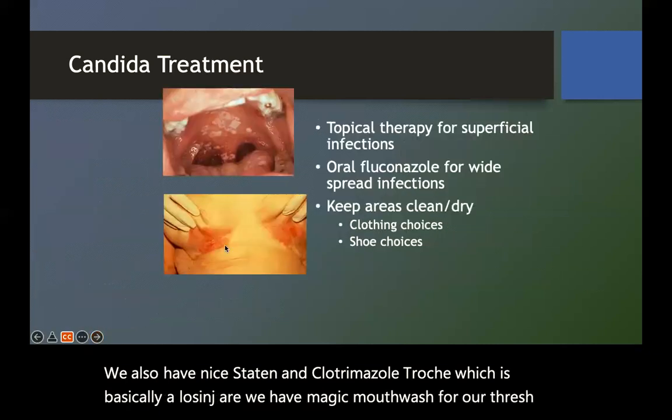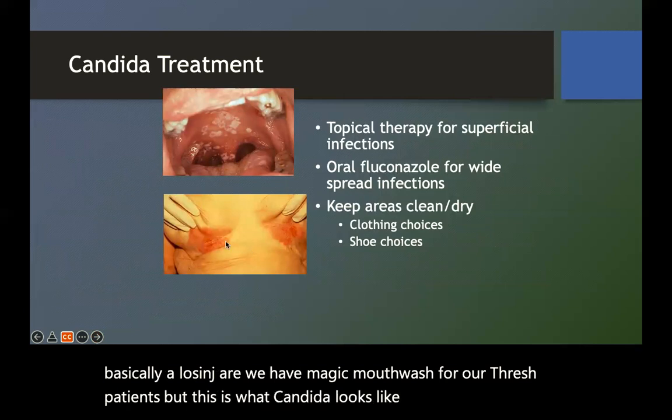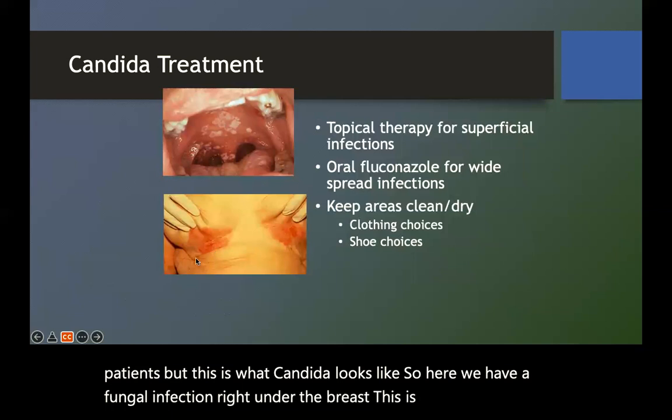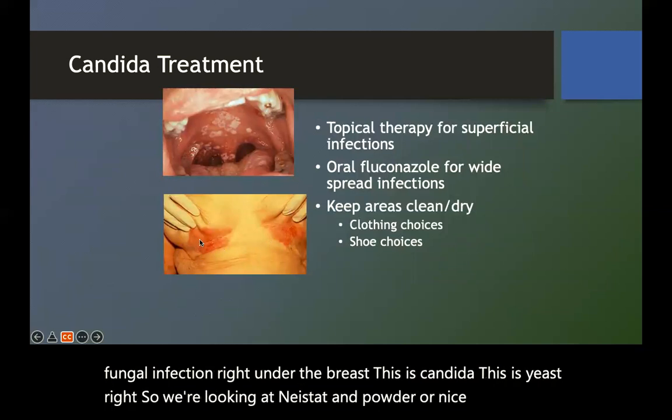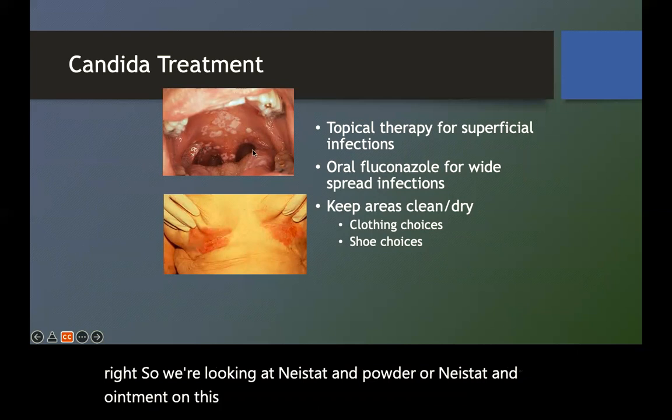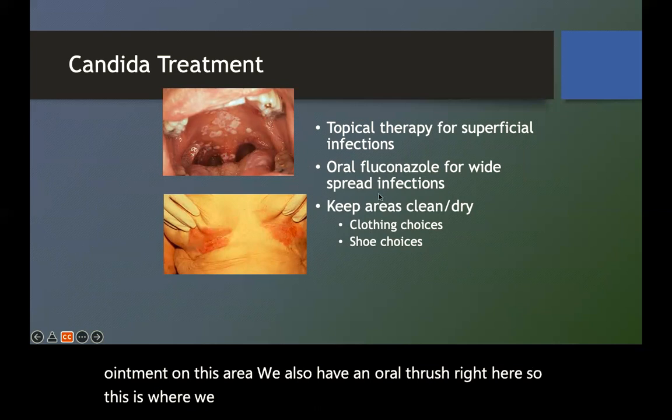But this is what Candida looks like. So here we have a fungal infection right under the breast. This is Candida, this is yeast, right? So we're looking at nystatin powder or nystatin ointment on this area. We also have an oral thrush right here. So this is where we would need magic mouthwash and possibly oral Diflucan.